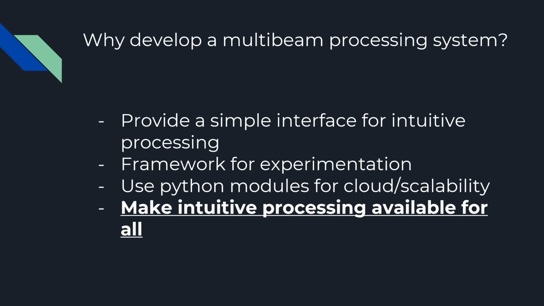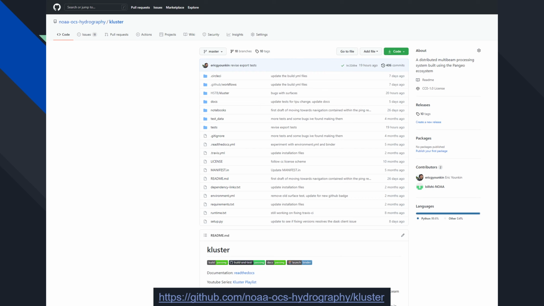The final reason is to provide this new processing system in an easily accessible way. You can find the source code for this project on my GitHub using the link at the bottom of the screen. The README contains installation instructions for setting up the Python environment, but I would recommend you go to the Releases section to get the built executable, assuming you're a Windows user.